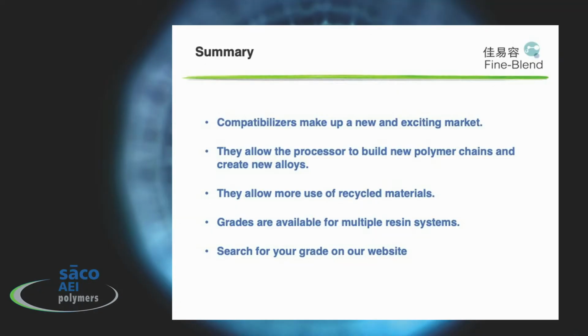So to summarize, the compatibilizers make up a new and exciting market for us and for Fine Blend. They allow the processors to build new polymer chains and to create brand new alloys. And they allow better use and more use of recycled materials. And as I said, the grades are available for multiple resin systems, and we'll have videos on that in the future. Or you can go to our website, and we have a search function there that you can search for the compatibilizer based on your system.